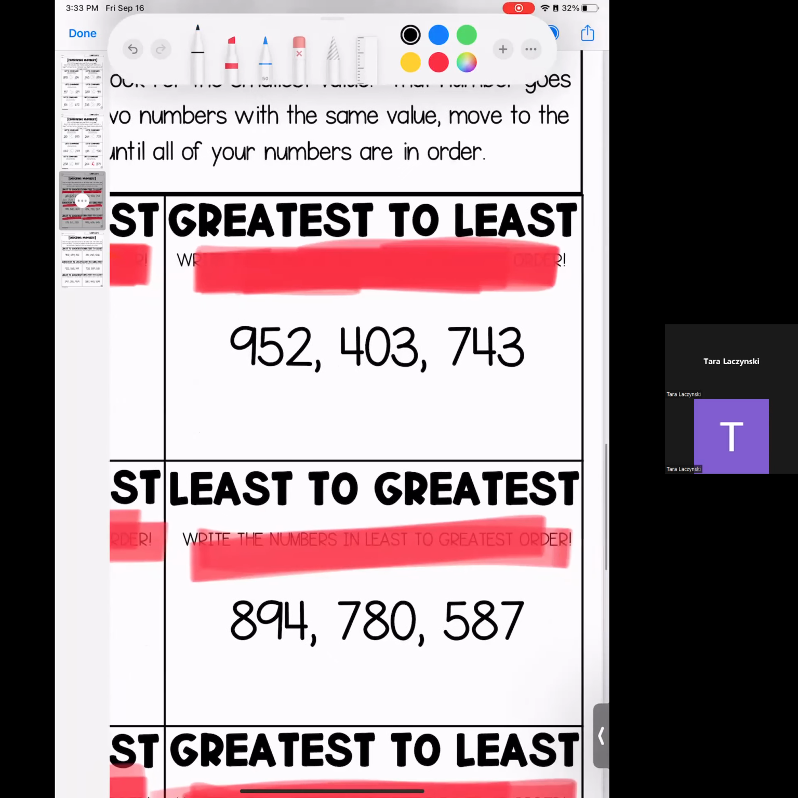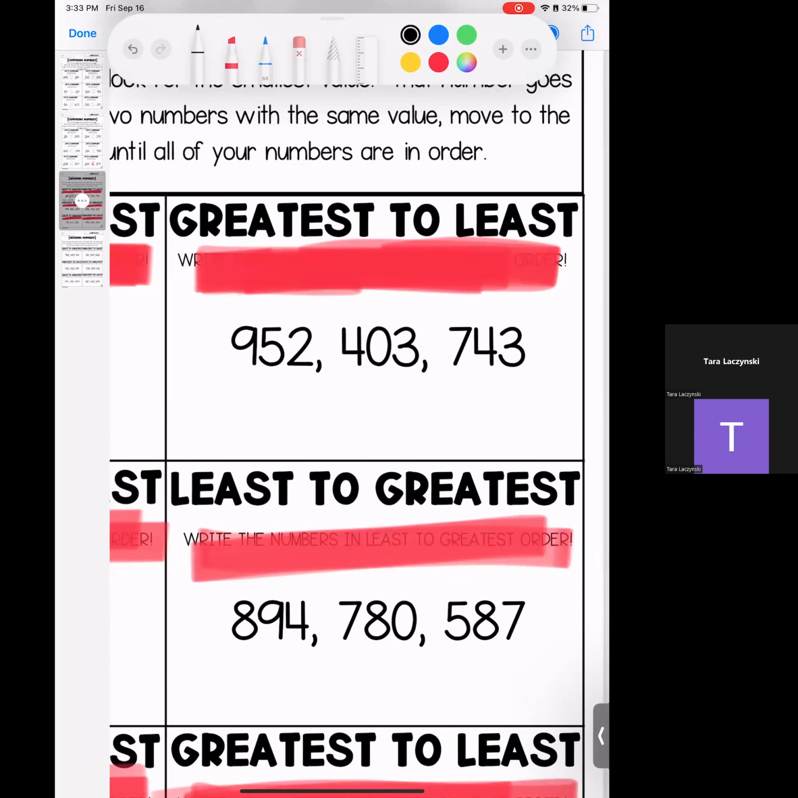Okay, popping over here. Greatest to least, comparing our hundredths place, we have a 900, a 400, and a 700.